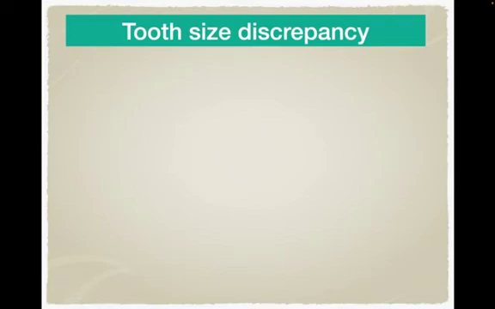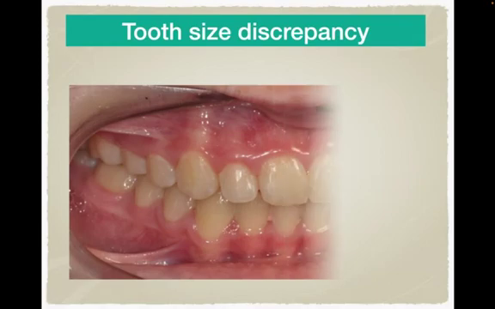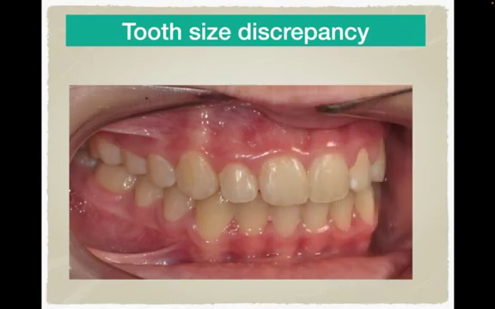The last thing to talk about in this lecture is the tooth size discrepancy. Now, Andrews proposed 6 keys to normal occlusion, and then McLaughlin, Bennett, and Trevisi introduced the 7th one, which is the tooth size discrepancy. So in order to get a good fit between the upper arch and the lower arch, the size of the teeth in the upper should fit and match the size of the teeth in the lower.